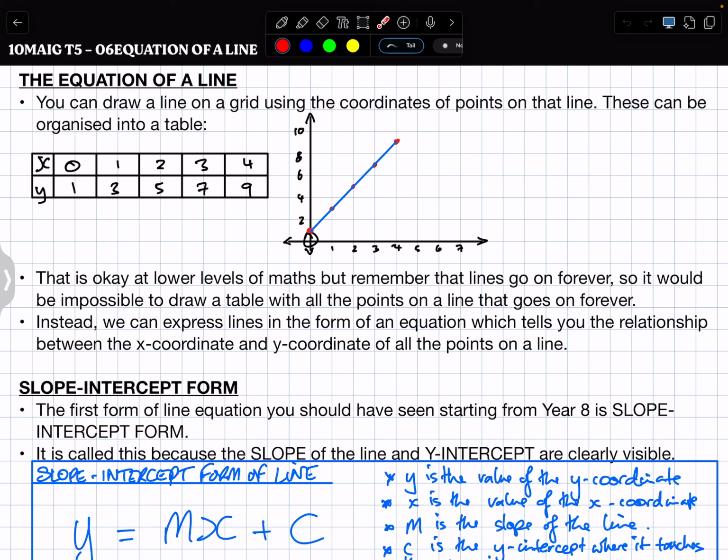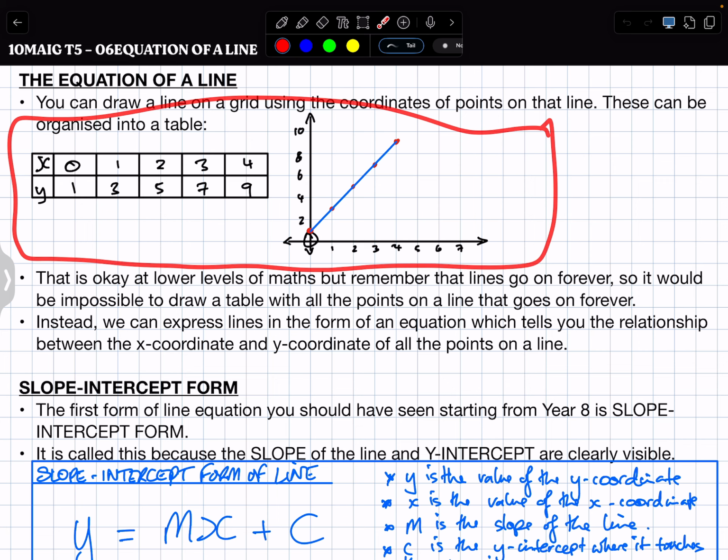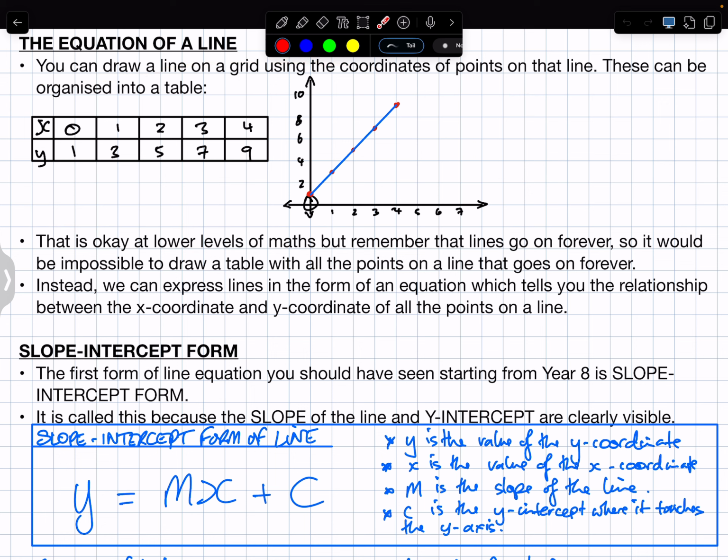You can draw a line on a grid using coordinates, right? That would be the mainstream way of dealing with lines. But you need to realize lines go on forever. So if a line goes on forever and I'm trying to draw a line using a table, what's that table going to do? It's gone forever. Do I have page space to draw a table that goes on forever? What a waste of time, okay?